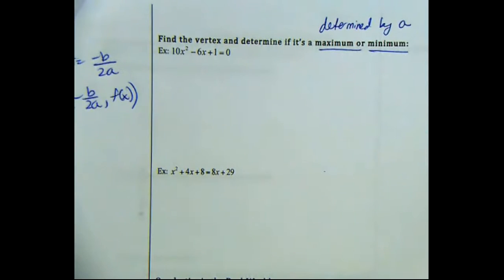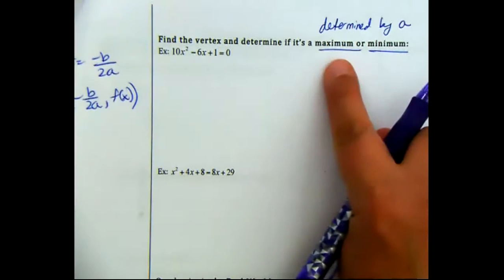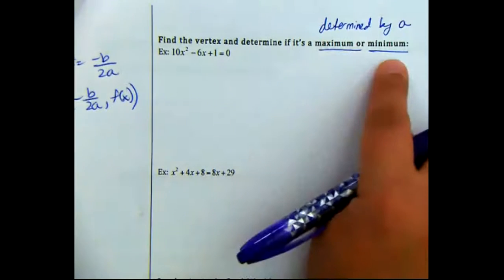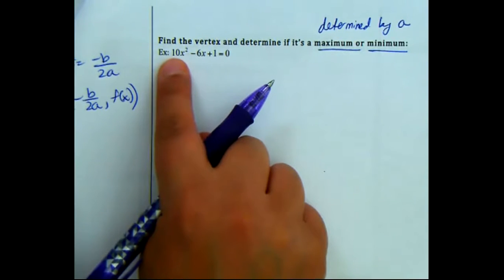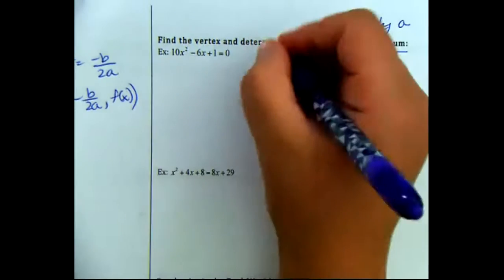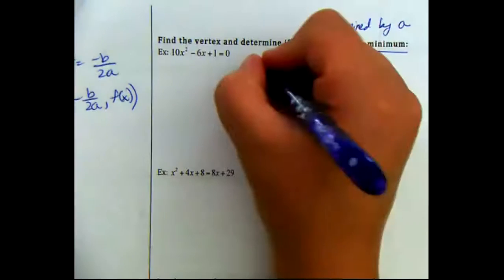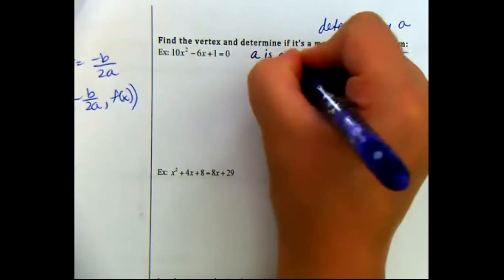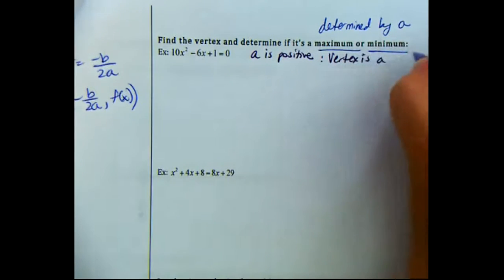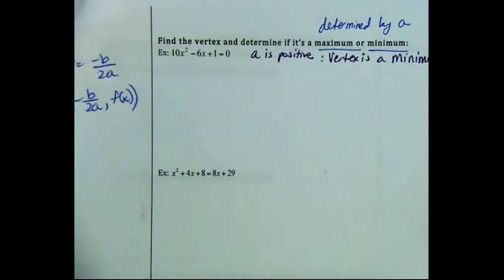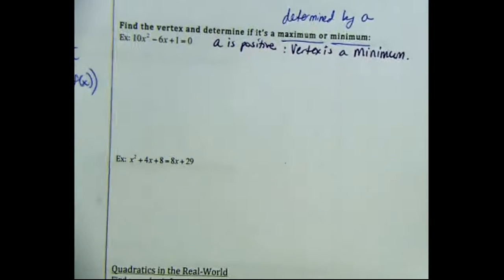So over here, we can see if it's a maximum or minimum by looking at our a automatically. Over here we have 10 for our a, and it's positive. So a is positive, which means our vertex is a minimum.